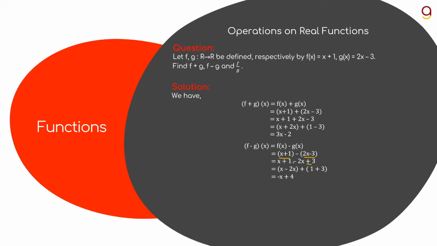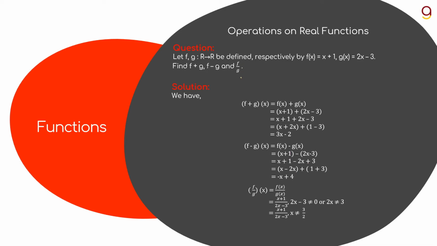So x plus 1 minus twice x plus 3. Now I shall just separate the constants and the variables. So here it will be x minus twice x plus 1 plus 3. x minus twice x will give me minus x plus 4. Fine. Now let's see the last one.